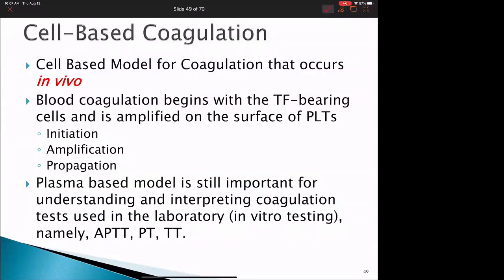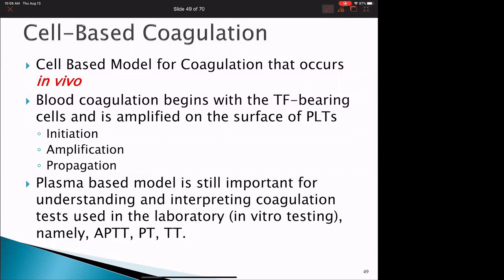For many years, the plasma-based model was the accepted model as the process of blood coagulation in the body. And that's because we just didn't discover enough, okay? The plasma-based model of coagulation is a model of coagulation that occurs in the plasma in the absence of cells, okay? It's just like an in vitro model, something that we needed to come up with so that we can understand testing and understand conditions of coagulation.